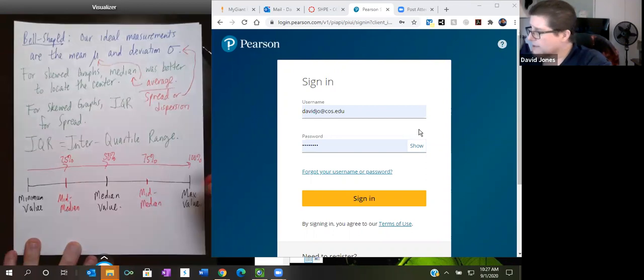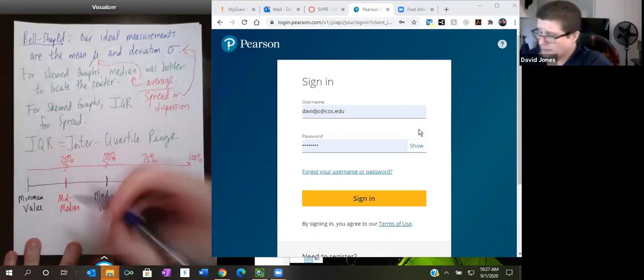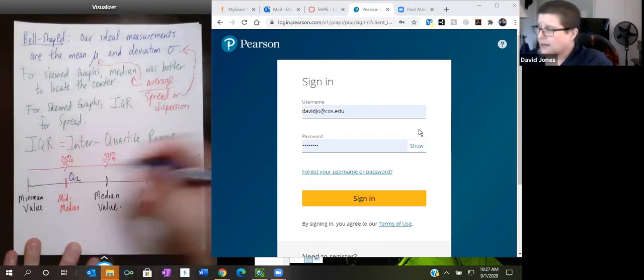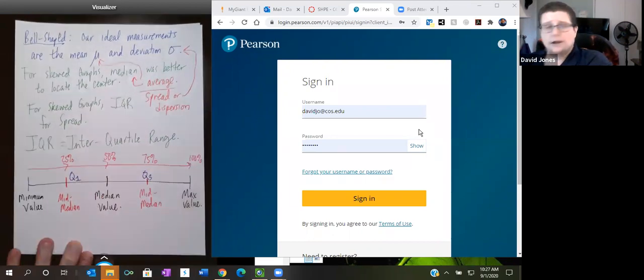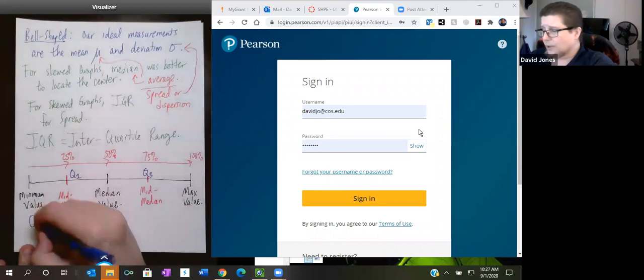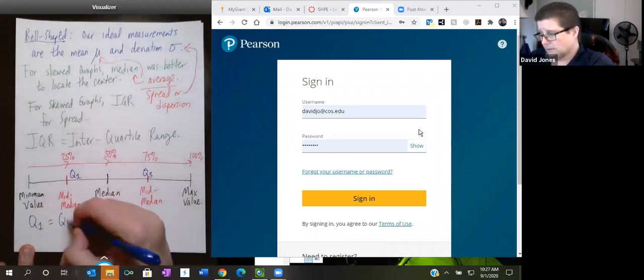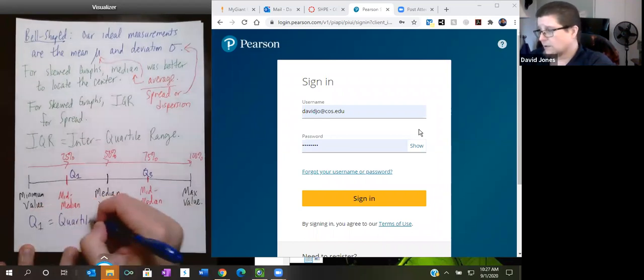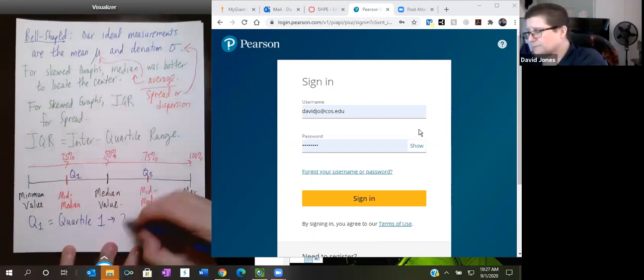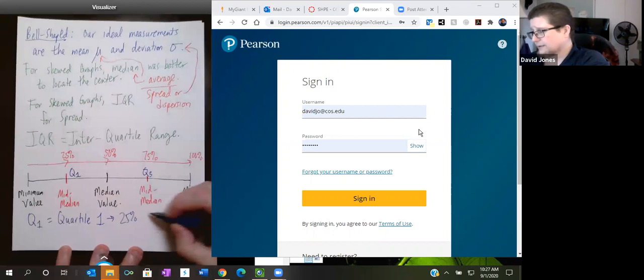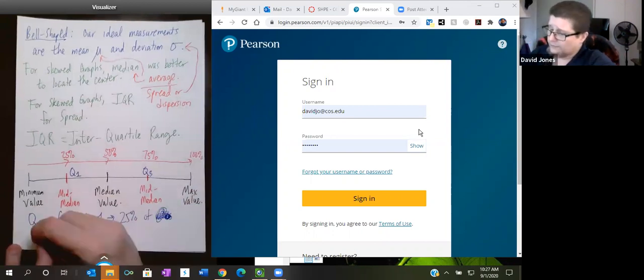This one here is called Q1. This is Q3. Q1 is quartile 1, and it represents where 25% of the values are lower. Values are lower than this value.